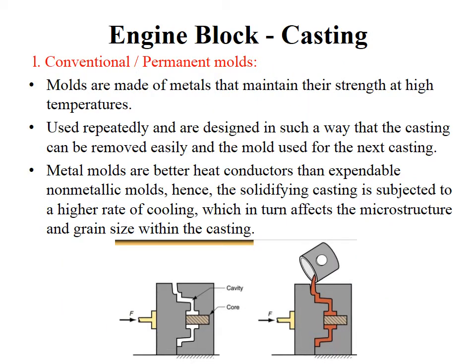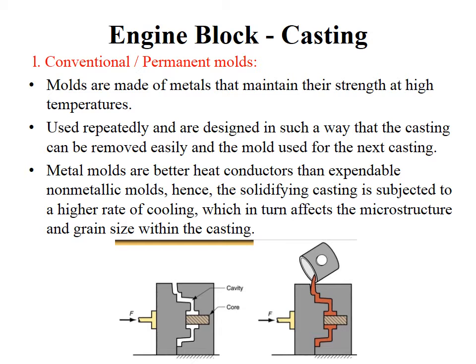Talking about the first type, which is the conventional or permanent mold. In this, the mold is basically made up of metals which can maintain strength even at high temperatures, because when you pour the molten metal, it is at a high temperature, so the mold cavity has to withstand this temperature. These molds are permanent, which means they can be used again and again, and they are usually designed so that the casting can be easily removed, and then the mold can be used for the next casting.